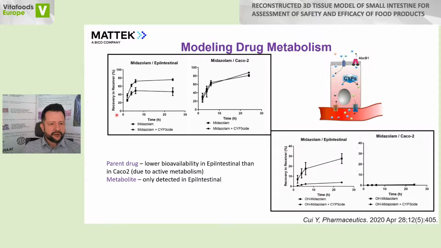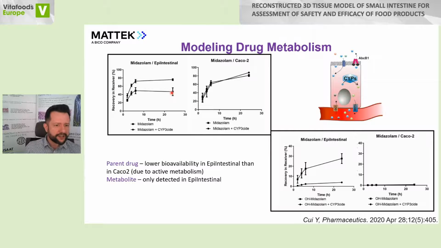You can see here a comparison of EpiIntestinal and the CACO2 based model. They were looking at the drug midazolam, and you can see that in CACO2 they were able to recover almost 100% of the drug after the permeation, while if you look at this bottom line, there was only about 50% recovery in our tissue, which was not very nice. It would suggest that the permeation of our model is lower than in the CACO2 model.